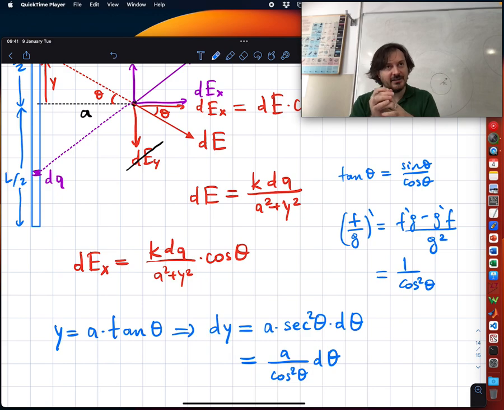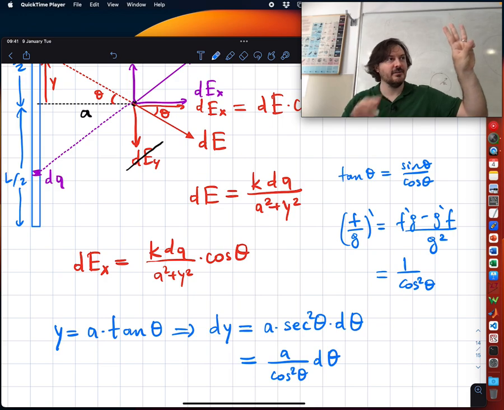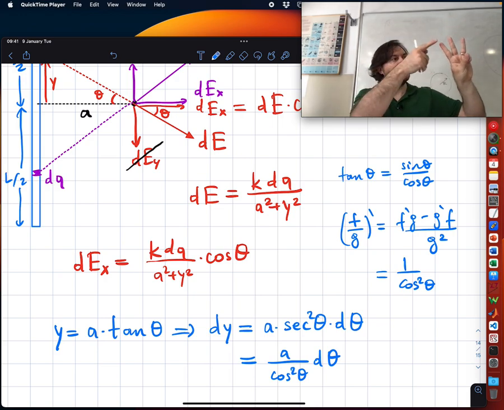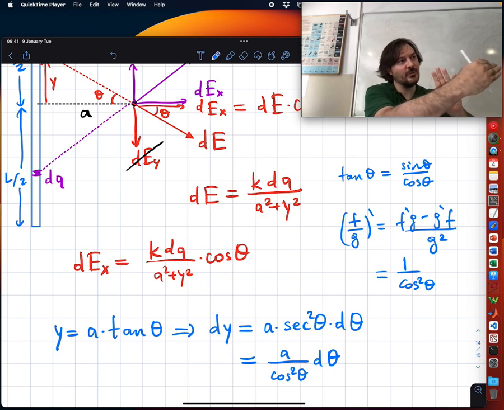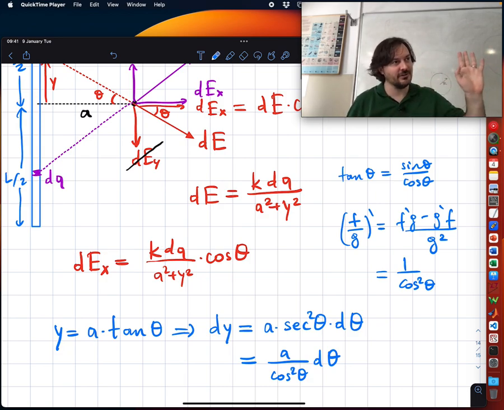Now let's connect dq with dy and y with q. Are you following? So we had 3 variables: dy, let's call it y, q, and theta. We have connected y to theta, and we are going to connect q to y so that they all are going to be connected to each other.